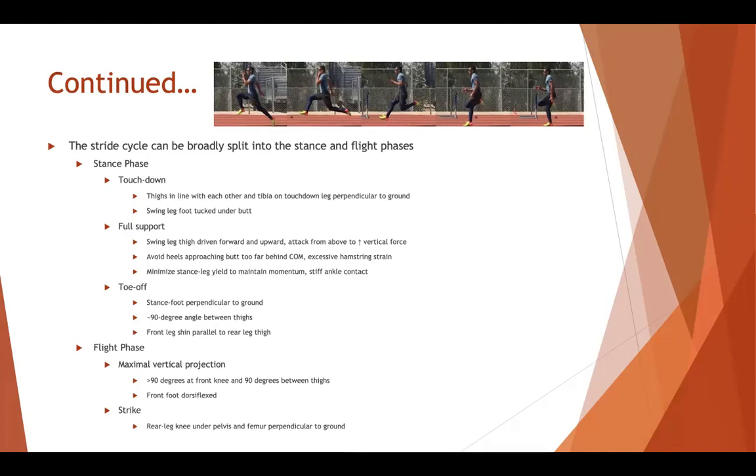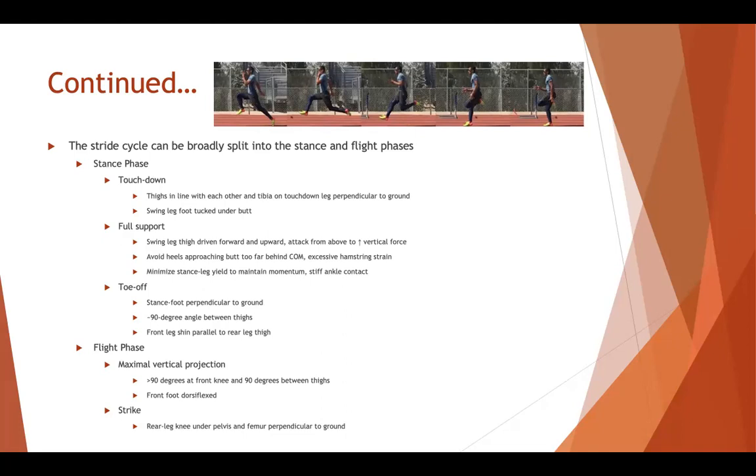Full support is the next phase, when the full body weight is on the front foot. During full support, the back thigh should be driven forwards and upwards to allow the athlete to attack the ground from above and generate proper vertical propulsive forces. The heel should meet the butt close to the center of mass to limit backside mechanics, as previously mentioned, and the stance leg should be firm and stiff with a stiff ankle, rather than bending or yielding.